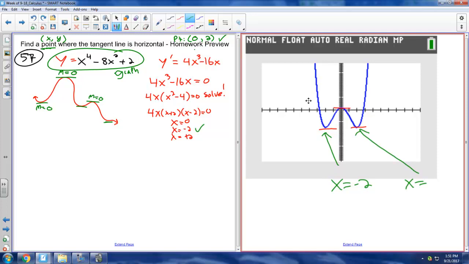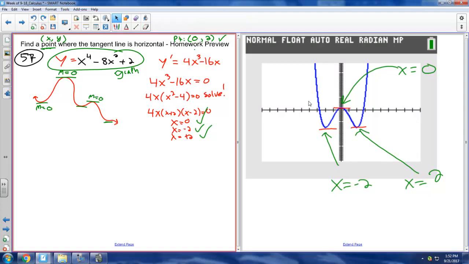We need to know the y values because they did say find the point, right? So we should have y values. But we don't want y prime values because you know what? The y prime values are obviously going to be 0. So we just need to find these 3 points. We have all the x's, and we need to take a second and find the y's. So plug into the original function, the green function, to find the y's on the original function. Because if you plug into the derivative, you're going to keep getting 0.